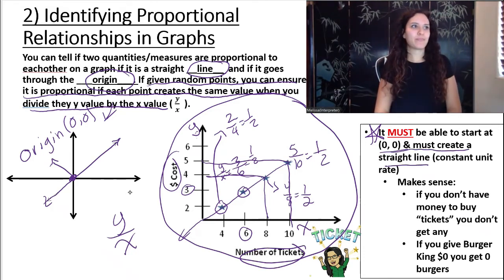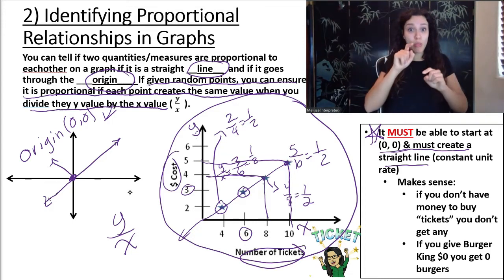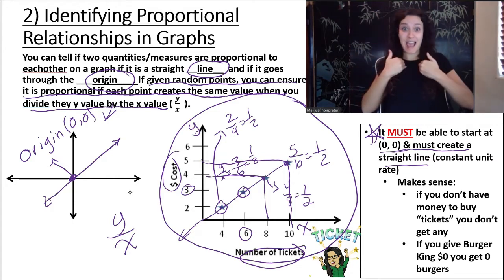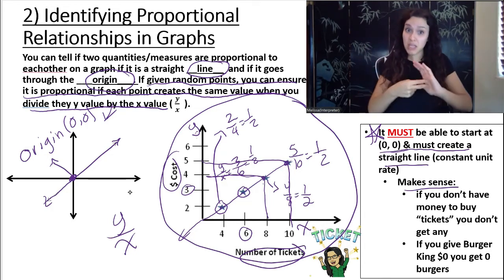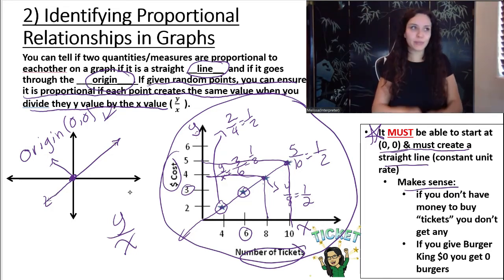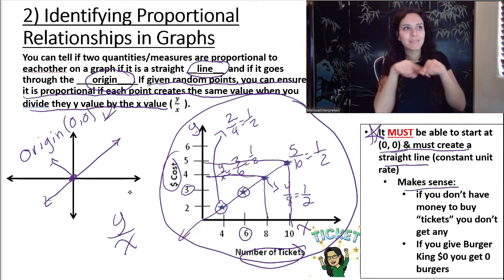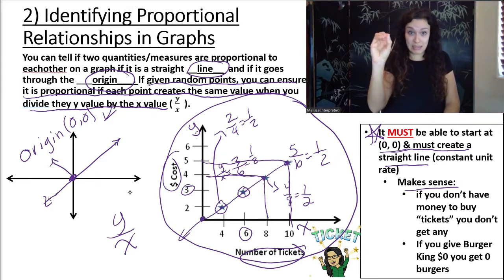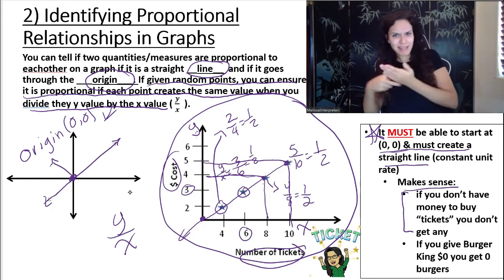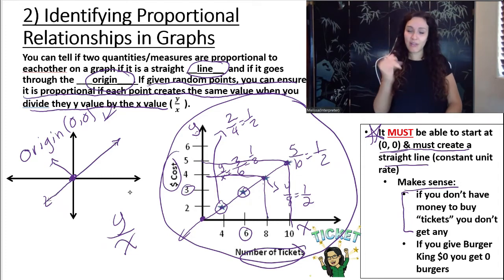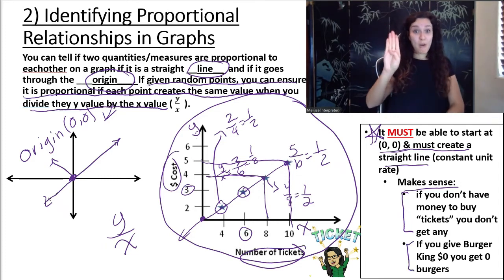Even if we don't give you the straight line, if the points have a repetition of that unit rate, that means it's proportional. Okay, and it makes sense. If I look right here, it's talking about, for example, if something is 0, 0, it's saying if you don't have money to buy tickets, you don't get any. So of course it starts at 0, 0. If you go to Burger King and you give Burger King $0, you get 0 burgers. So it kind of makes sense why it has to start at 0, 0.